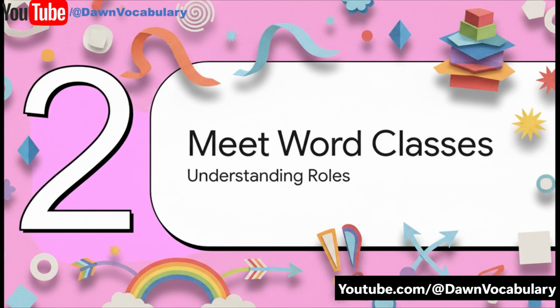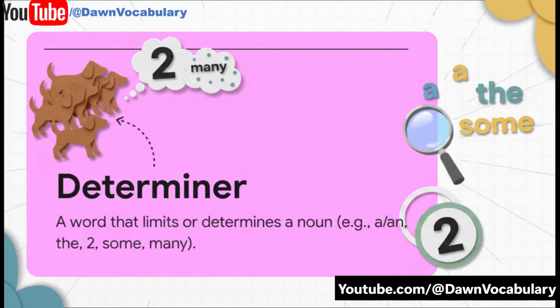Moving right along to Section 2, meet the word classes, understanding roles. While most of those 9 classes probably ring a bell, I really want to clarify one that can sometimes be a little sneaky, and that's the determiner. This is that unique word class that sometimes got lost or just squished in with adjectives in older systems, but determiners have a very distinct job. They don't describe what a noun is like, they limit or determine the noun. They tell us exactly which one or how many.